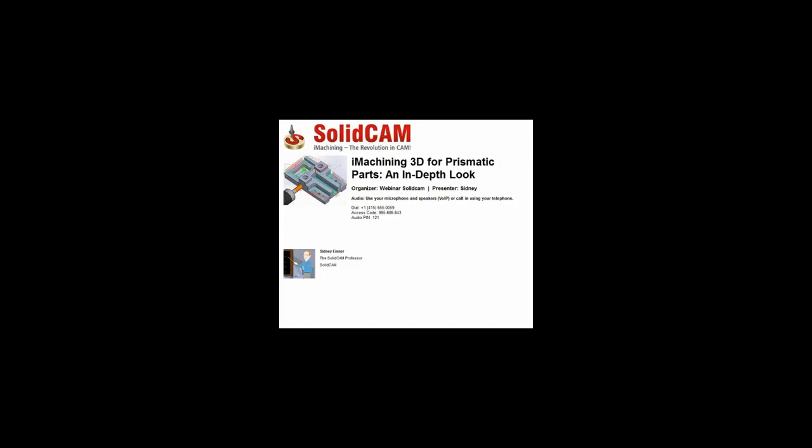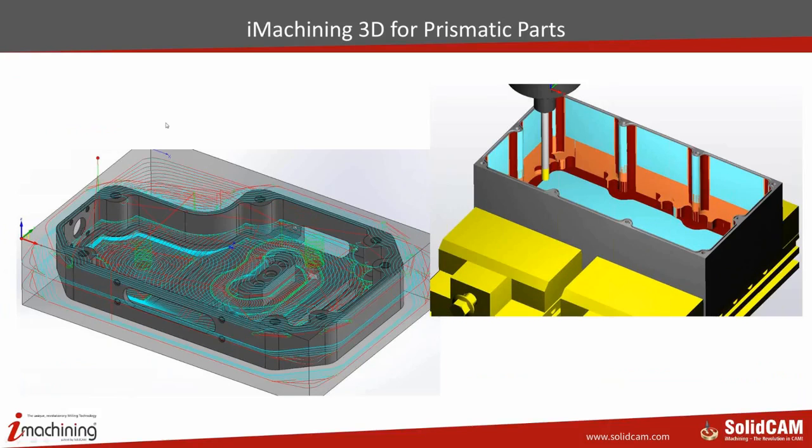Okay, hello everybody. This is the second webinar in this series of iMachining 3D for prismatic parts. The main point that we want to give you here is that iMachining 3D is not only for surface parts, parts for molds or parts with 3D surfaces. iMachining 3D is also excellent for prismatic parts, parts like the one you see here on my screen, an electronic box, another different type of part.